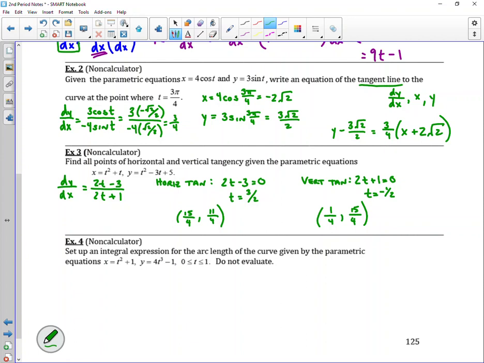I know, I'm fixing it. Hold on 1 second. Wait 1 second.